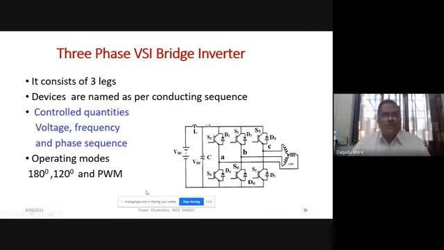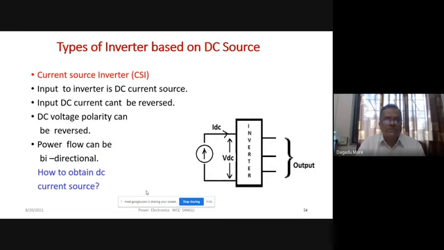Good morning and welcome to our lecture on advanced power electronics. Last time we just discussed the classification of inverters. One is based on the type of voltage source, DC voltage source, and two types of DC voltage sources.